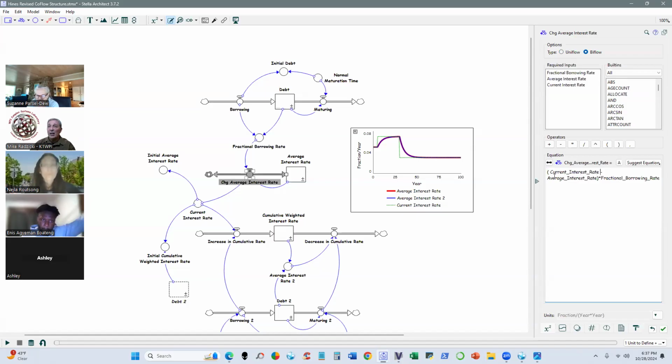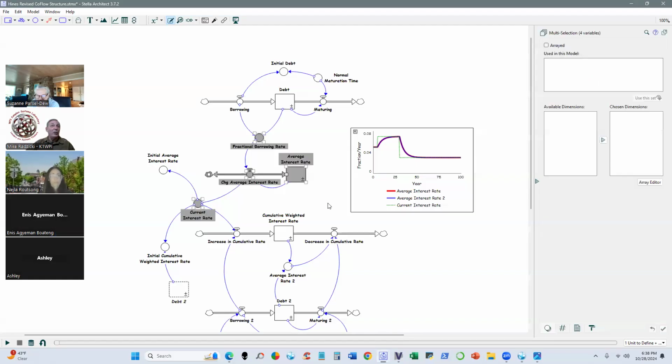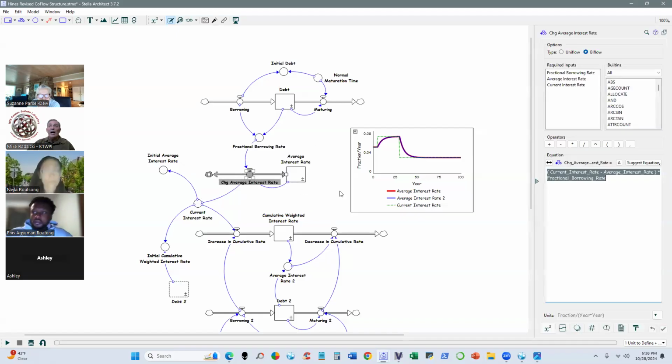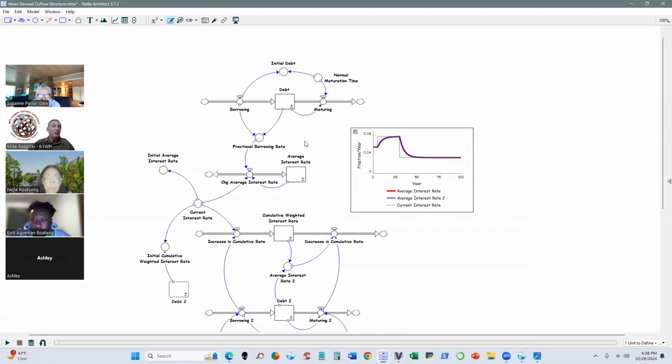And again, I'm spacing this out so you can see it better, hopefully. So we're subtracting the average interest rate and we're multiplying by the fractional borrowing rate. So really, this is that third molecule, sort of the adaptive expectation structure, right? I guess I should have had that in there. But instead of dividing by tau, we're multiplying by this fractional borrowing rate.